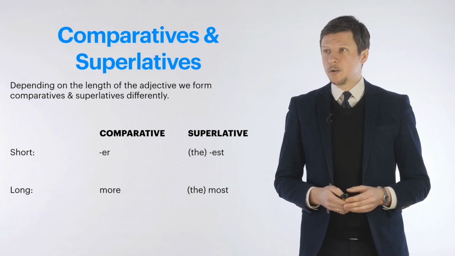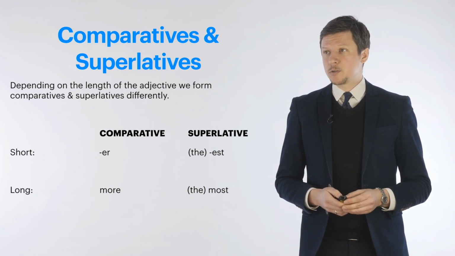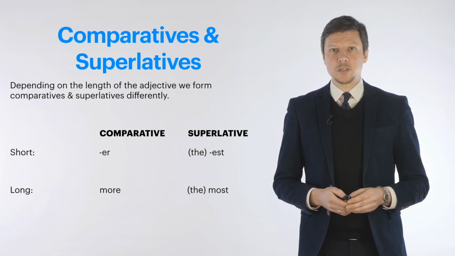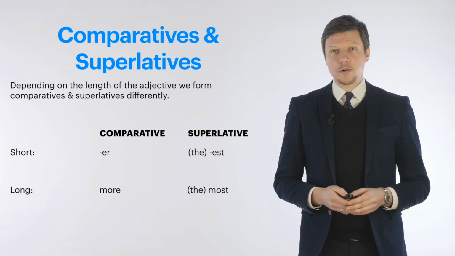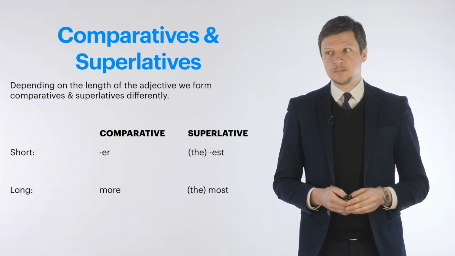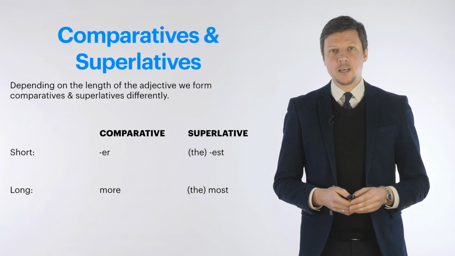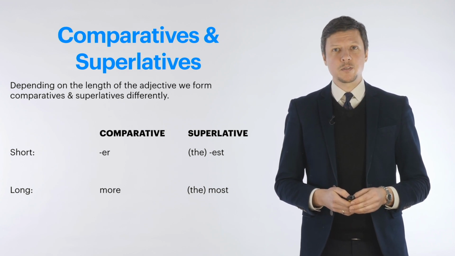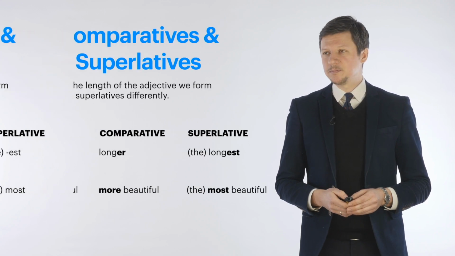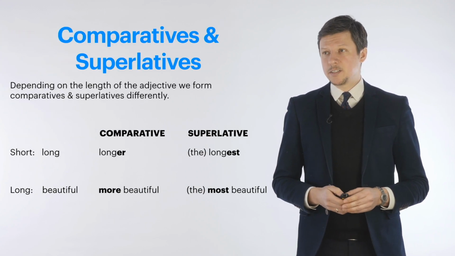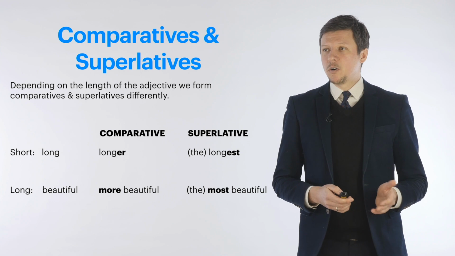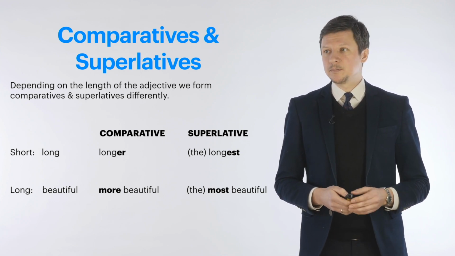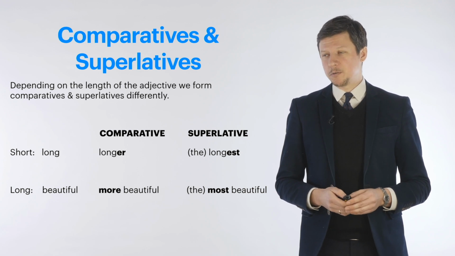Depending on the length of the adjective, we form comparatives and superlatives differently. If it's a short adjective, we put ER for comparatives and EST for superlatives. If it's a long adjective, we use more, and for superlatives, we use most. Here are some examples. Long, longer, the longest. Or beautiful, more beautiful, the most beautiful.